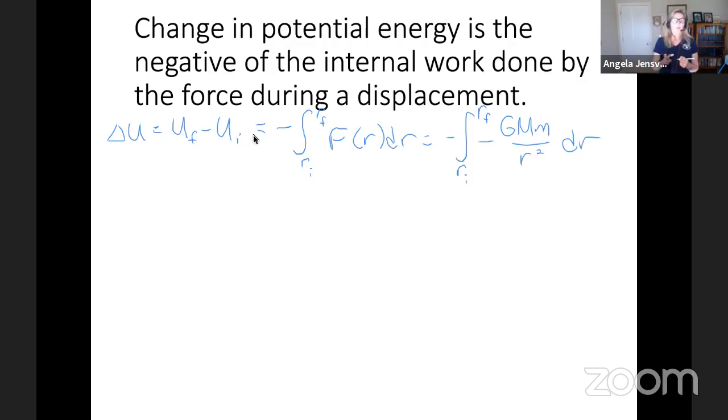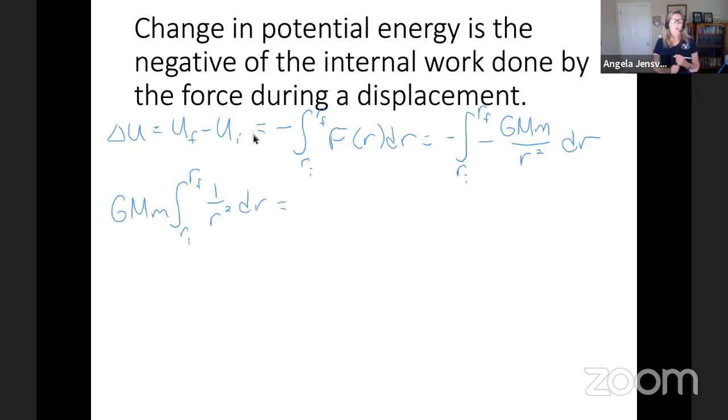Now those two negatives will cancel, so I'm going to make them disappear. And I'm going to pull out the GMm because those are constants. So GMm integral from R initial to R final of 1 over R squared dR. That's what we're integrating.